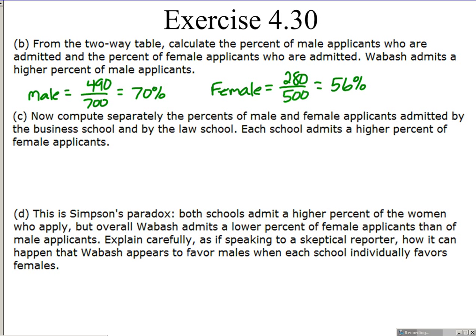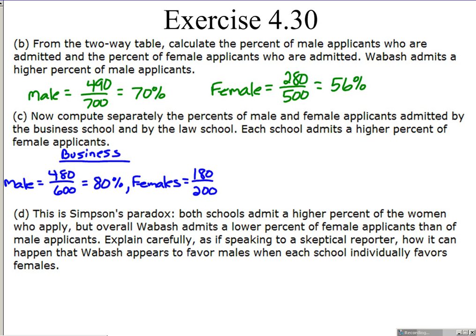Each school admits a higher percentage of female applicants. So let's look at each one individually here. Let's start with the business school. If I look at the business school for males, 480 out of 600 males that apply get admitted. That's 80% of the males. For the females, 180 out of 200 females get admitted. That's 90%. So we can see in the business school, they actually admit a higher percent of females than they do males.